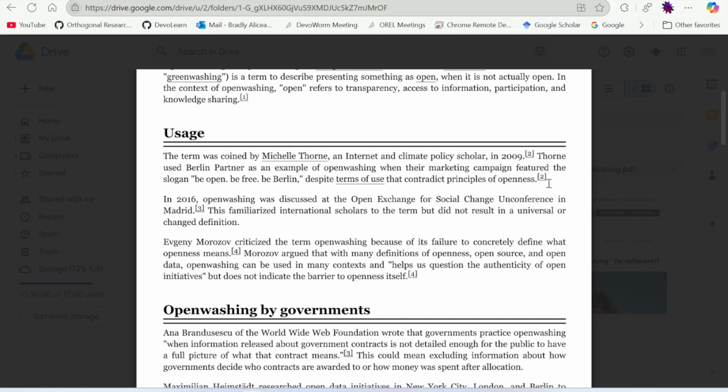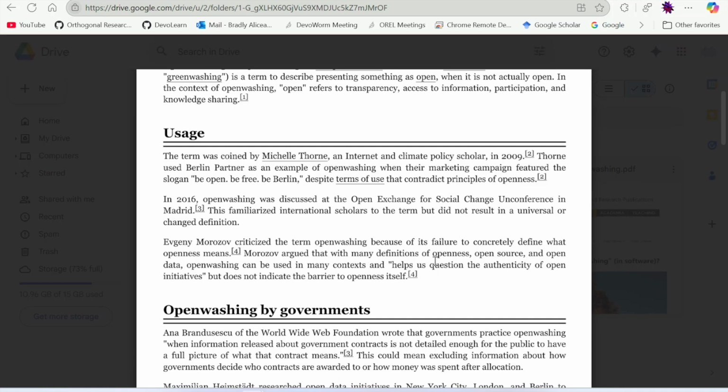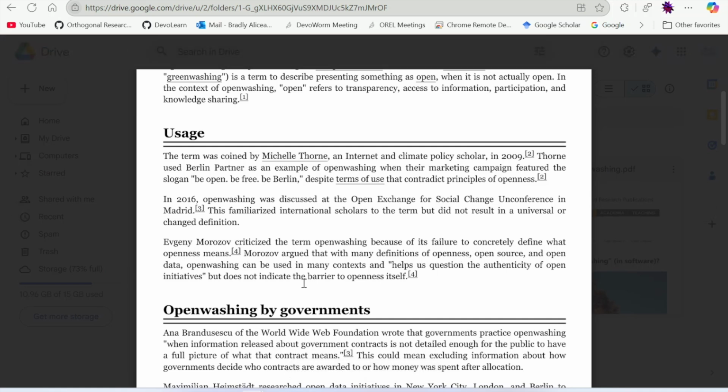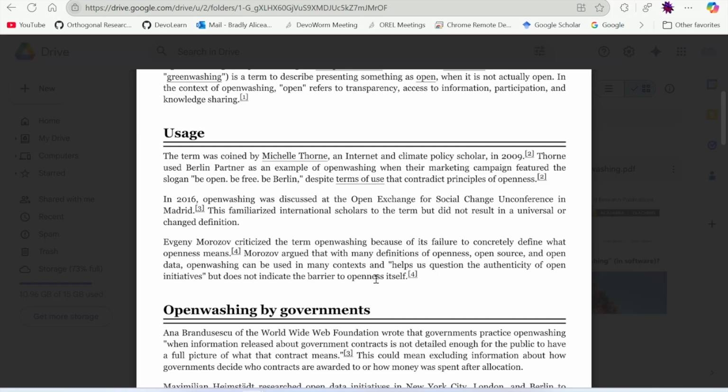In 2016, open washing was discussed at the Open Exchange for Social Change conference in Madrid. This familiarized international scholars to the term, but did not result in a universal or changed definition. Evgeny Morozov criticized the term open washing because of its failure to concretely define what openness means. Morozov argued that with many definitions of openness, open source, and open data, openwashing can be used in many contexts and help us question the authenticity of open initiatives, but does not indicate the barrier to openness itself.